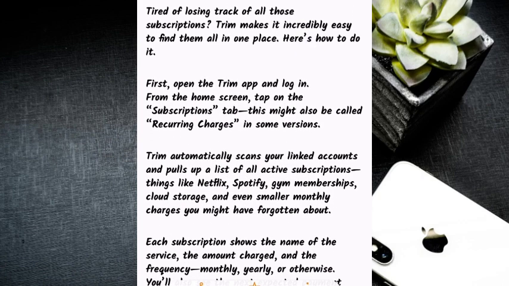First, open the Trim app and log in. From the home screen, you're going to tap on the subscriptions tab. This might also be called recurring charges in some versions, so you either see subscriptions or recurring charges.